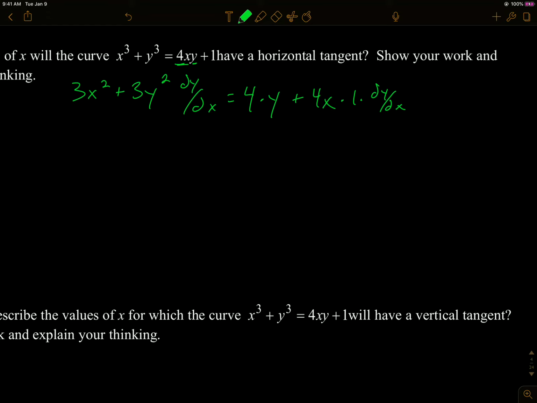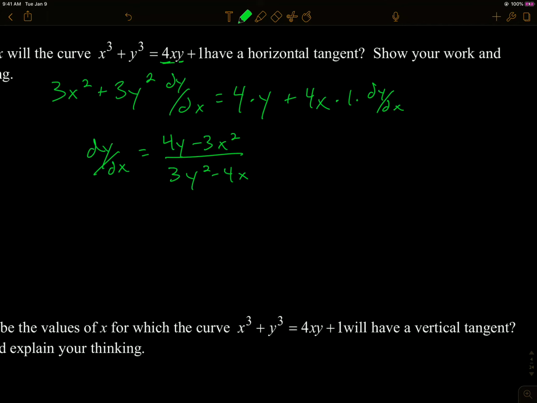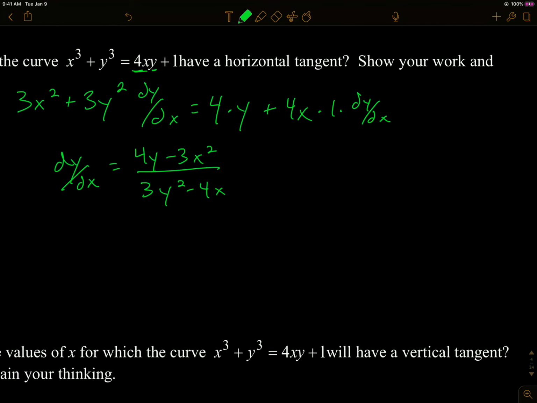So I've got dy/dx. You can pause the video and simplify and see if you get this: 4y minus 3x squared over 3y squared minus 4x is our derivative. Now, when is this rational function? Right? It's a rational function. Rational comes from ratio. Ratio means fraction, right? So just a little review there.